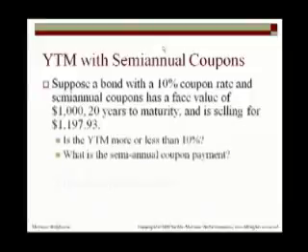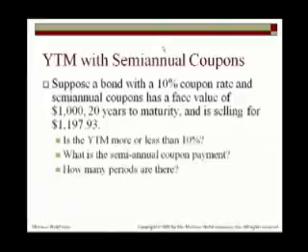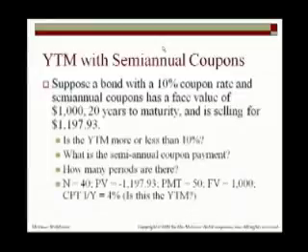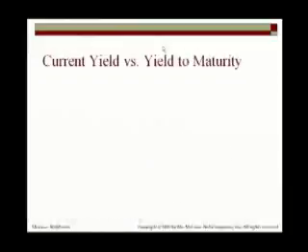And the semi-annual coupon payment will be $50, 10% of 1,000 divided by 2, or 100 divided by 2. And how many periods are there? There will be 40 periods, 20 years, 40 periods. And if you put this in your calculator, notice you get a yield of 4, and that's a 6-month yield, so we have to multiply by 2, and we get a yield to maturity of 8%.